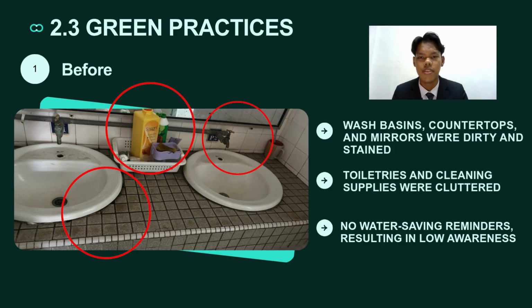Moving on to the wash basin area in the public restroom. Before the improvement, the sinks, countertops, and mirrors showed visible dirt and stains. Toiletries were arranged in a cluttered manner, and there were no water-saving reminders. This condition reduced cleanliness and did not fully support the EKSA standards.